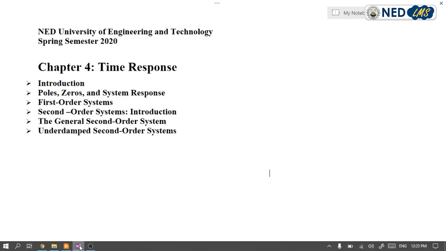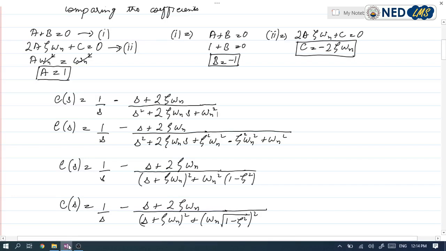So in the last lecture we discussed the sum of the transient responses of second order system, and then we will start our discussion on general second order system. We have started the derivation for the step response of general second order system. In the last lecture we have done our derivation up to this step.